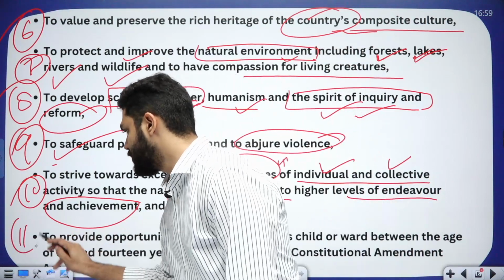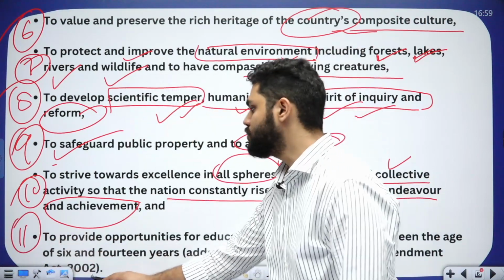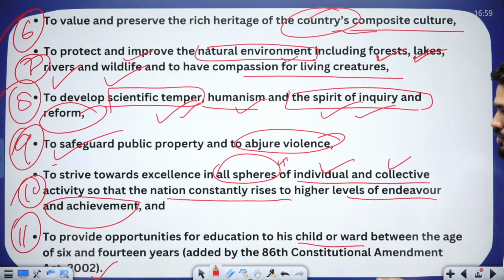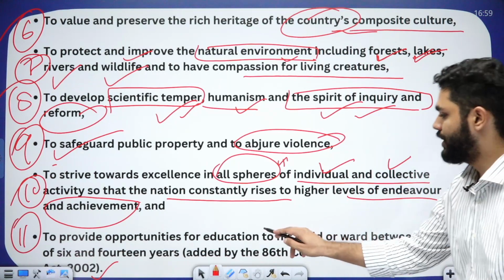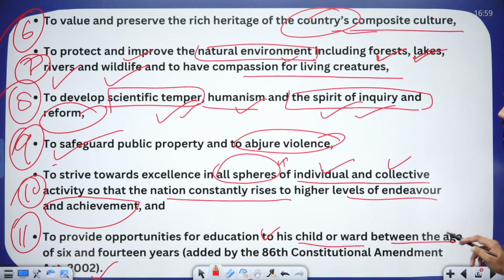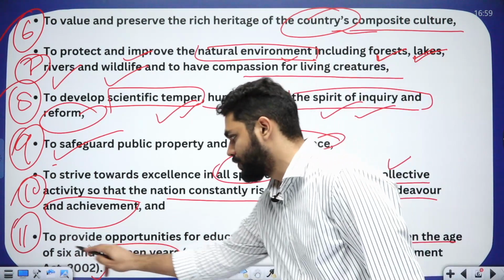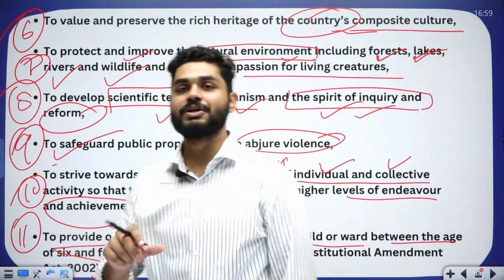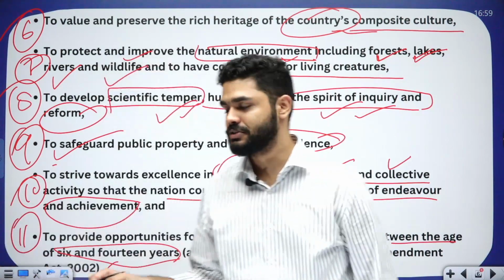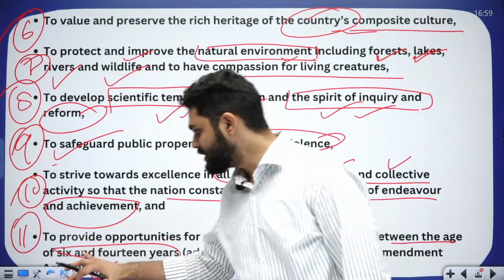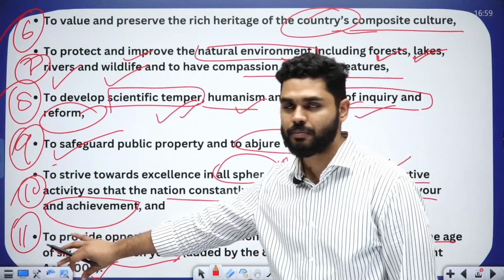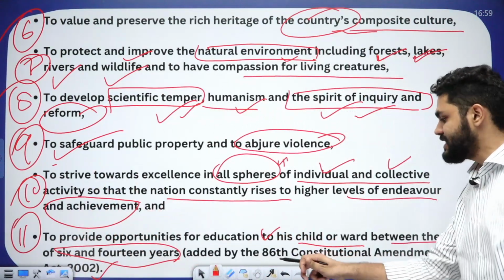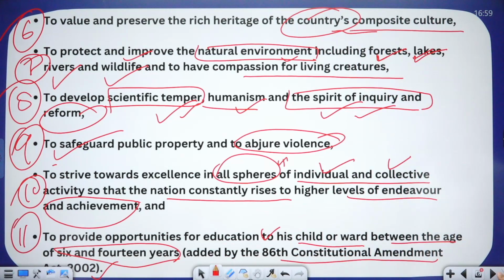And the 11th fundamental duty, which was added in 2002, is to provide opportunity for education. A person should provide opportunity for education to his child or ward between the age of 6 to 14. Now this is very important, but in the DPSP there is a different number. What is that different number? Please write it down in the comment section. For the fundamental duty, there is an age gap between 6 to 14 years, added by the 86th Constitutional Amendment Act 2002.